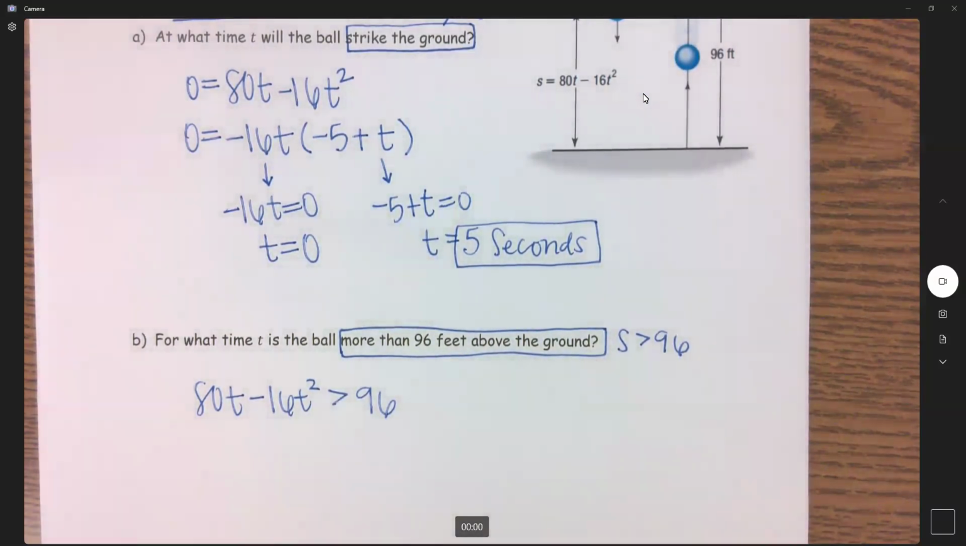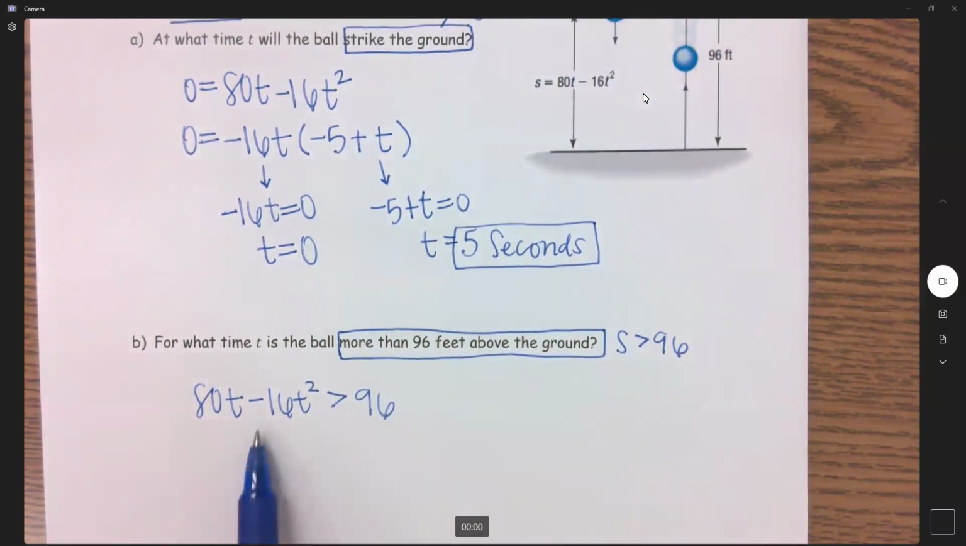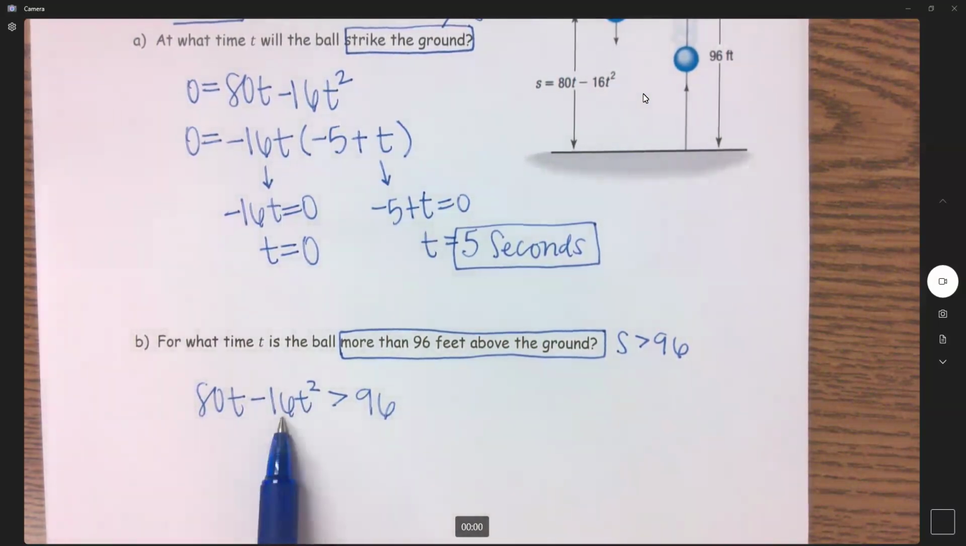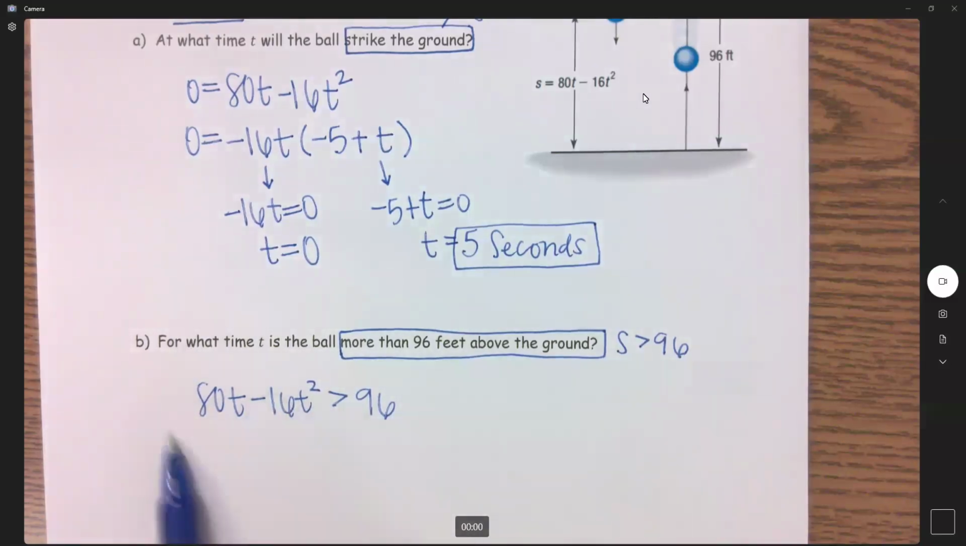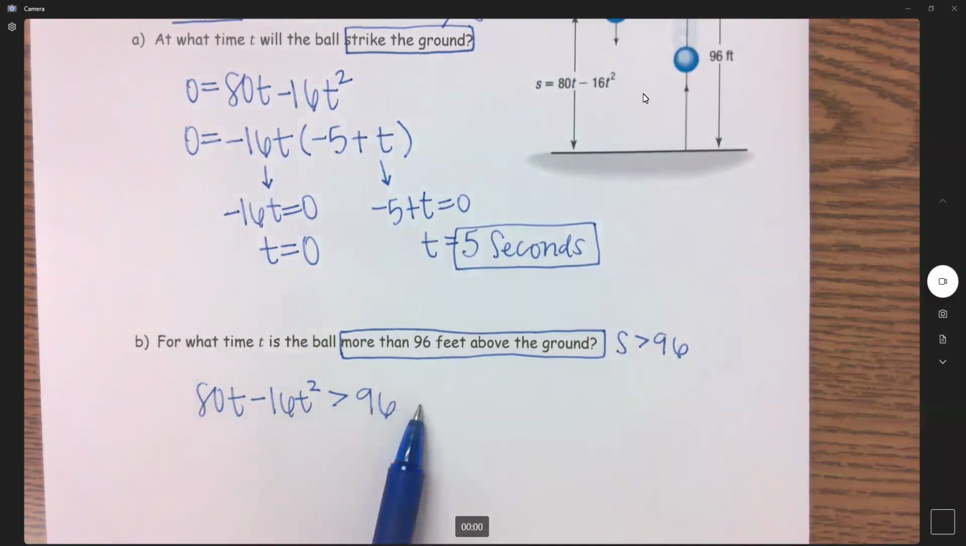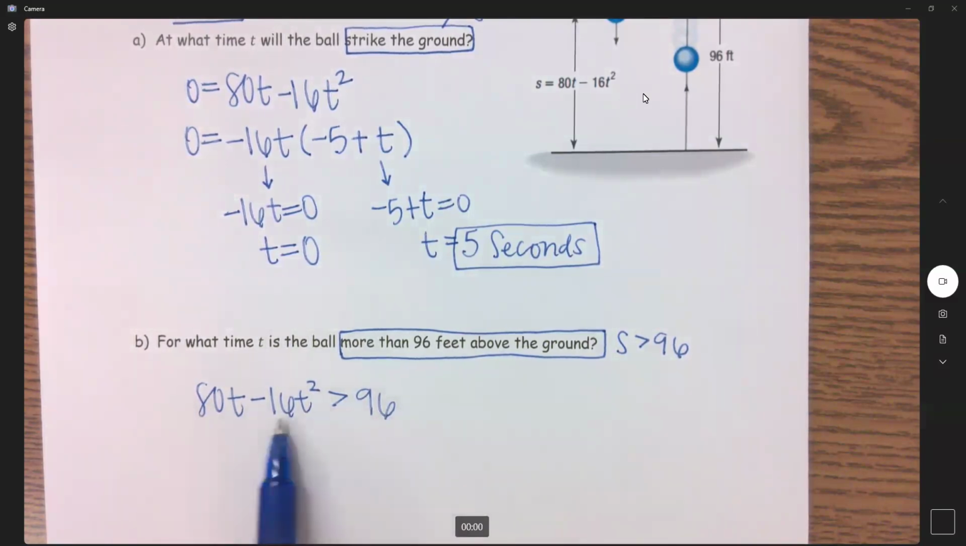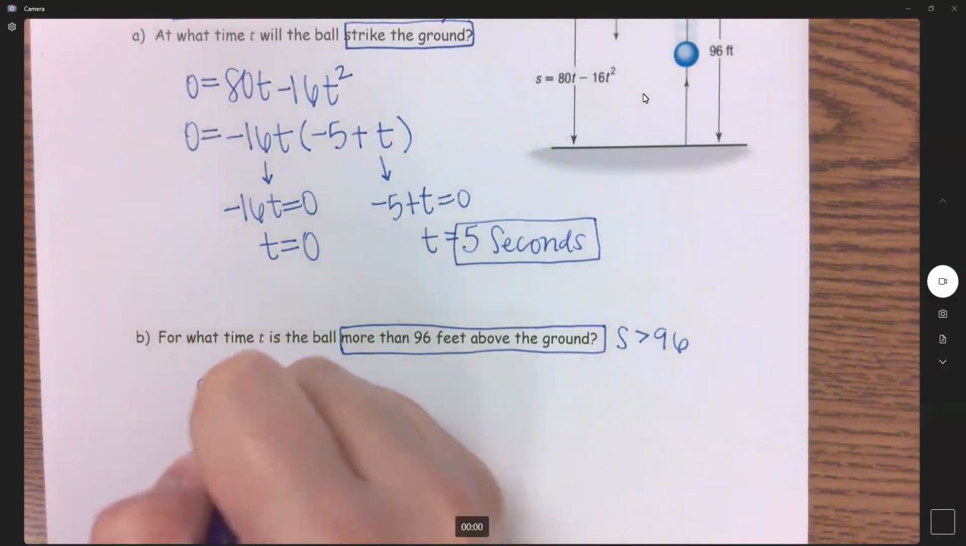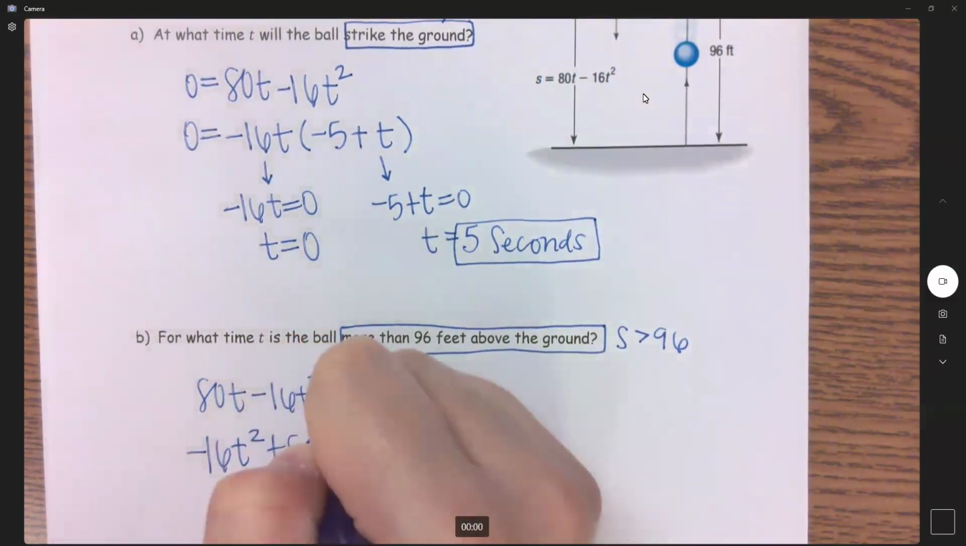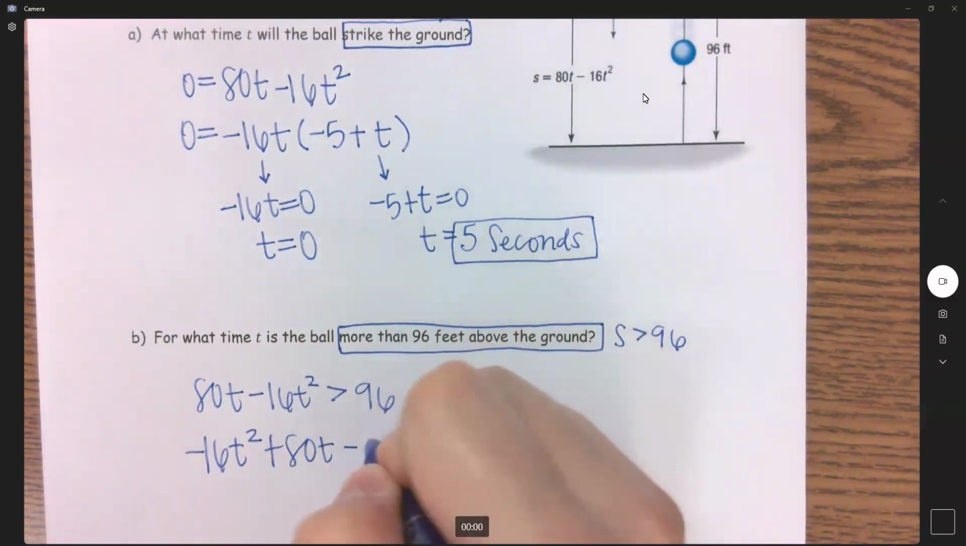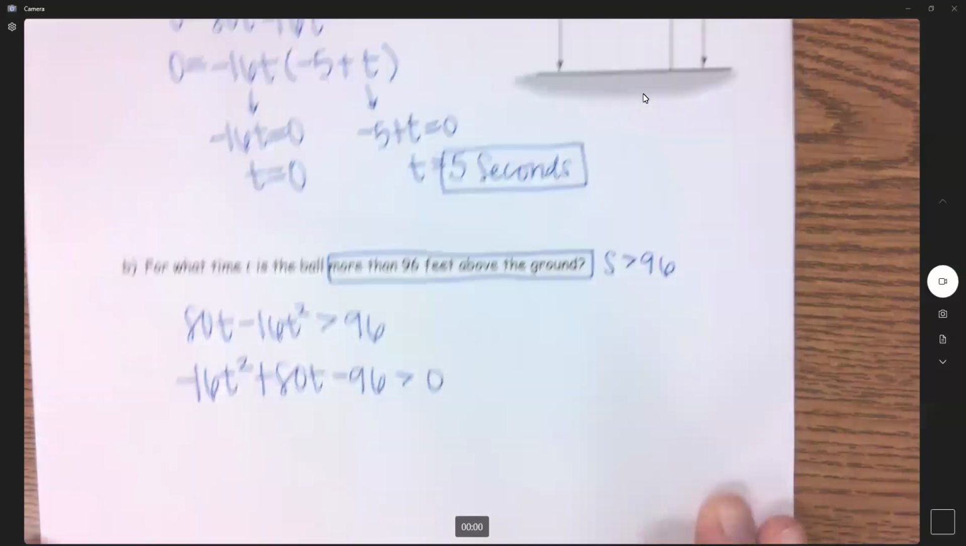Now I'm going to kind of contradict what I said many times before, and what I just said in part A. Whenever I have a quadratic equation, I want this squared component to be positive. But like I said, I need my variable on the left of the inequalities and the number on the right. And so I really don't want to move this over to turn it positive because I don't want to flip this sign at all. So I'm going to subtract my 96 over and I'm going to put this in descending order. So this is negative 16t squared plus 80t minus 96 is now greater than 0.